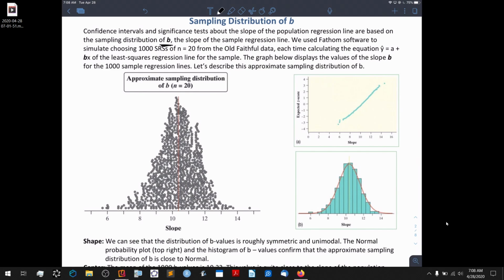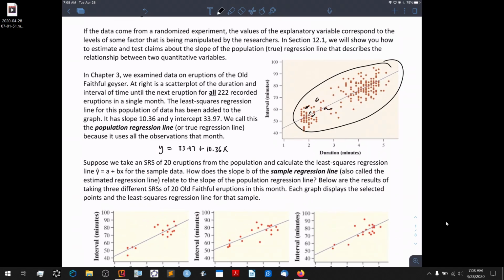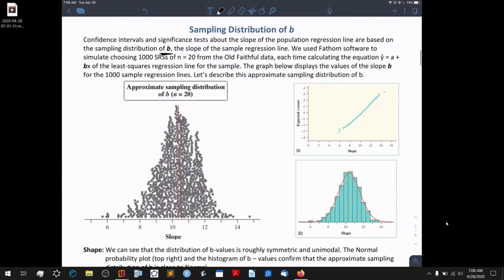So this is based on the setup we had up here. They went to the population and sampled 20 eruptions and made a regression line, calculated the slope of the sample regression line each time, and they did that 1,000 times. Okay, so there's 1,000 dots here. Each of these dots represents one b, and b means the slope of a sample regression line.